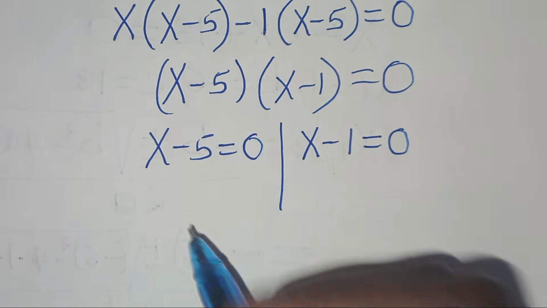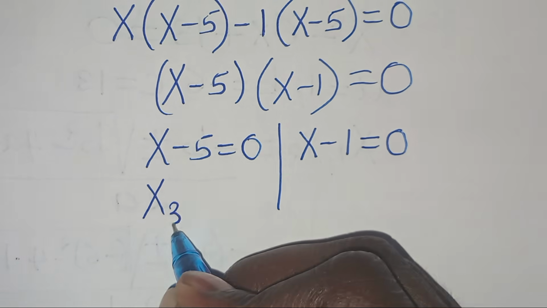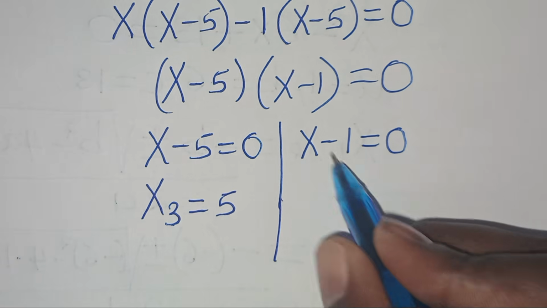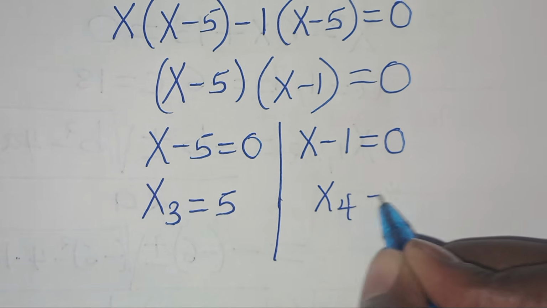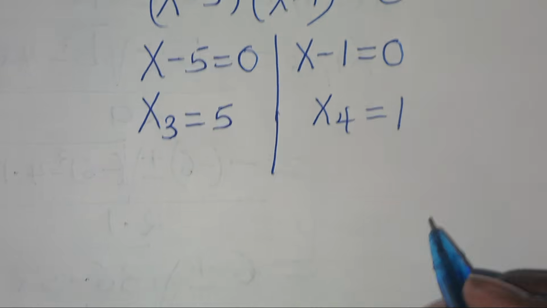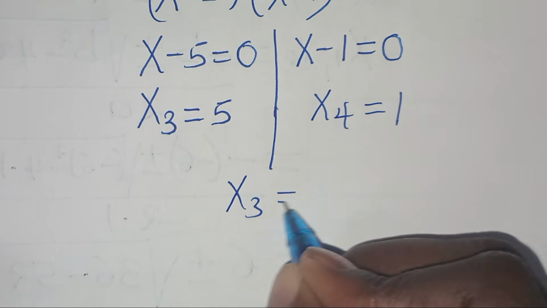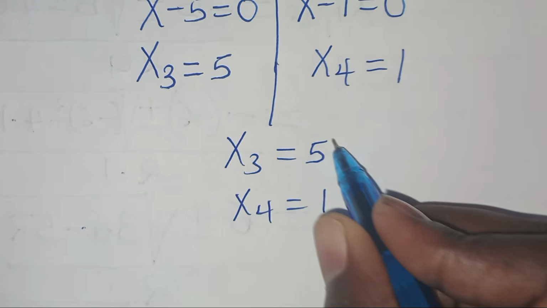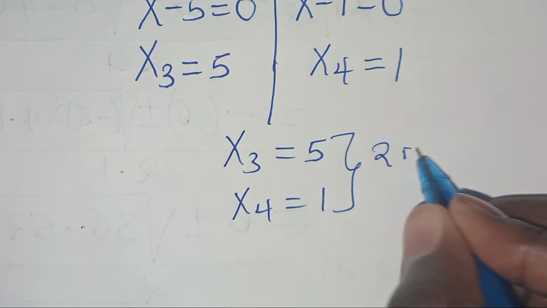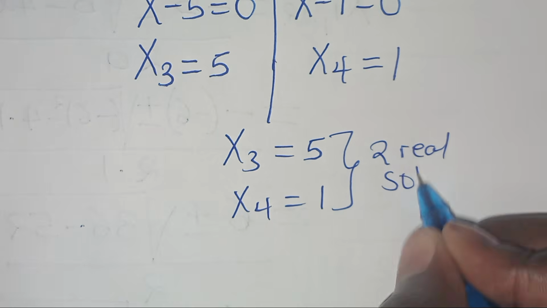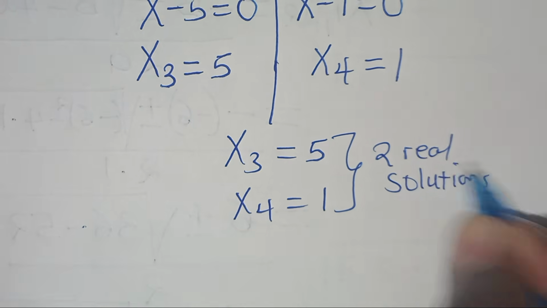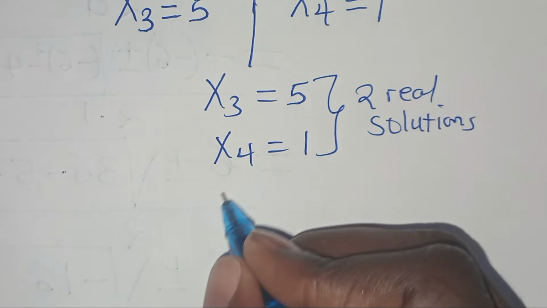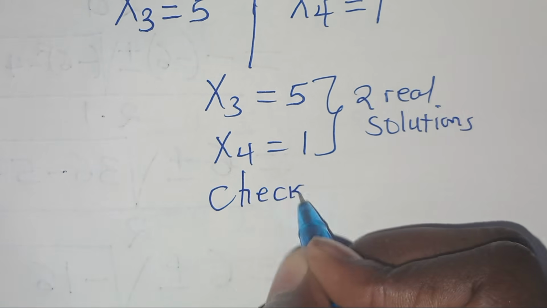From the first part here, we have x3 equal to 5. This is the real solution. And we have x4 equal to 1. So we have x3 equal to 5 and x4 equal to 1. These are two real solutions. Now let's check if these two real solutions here satisfy the equation.